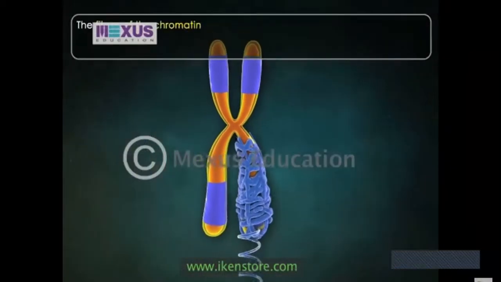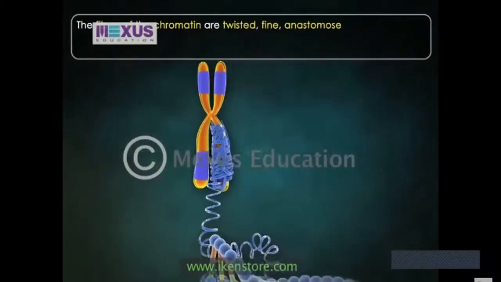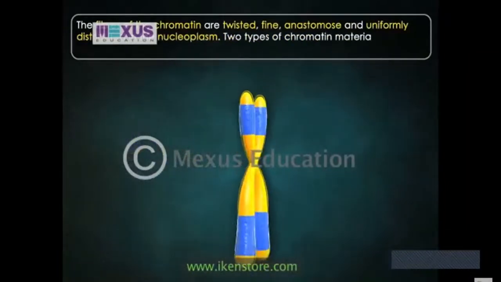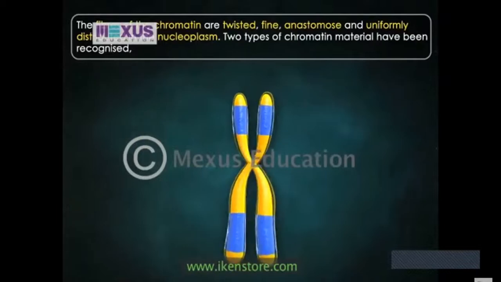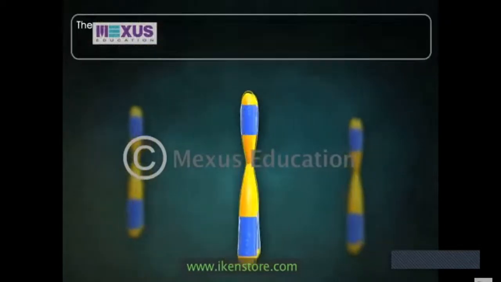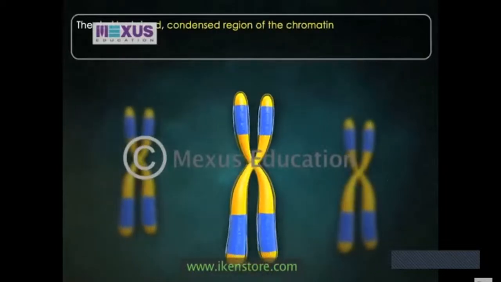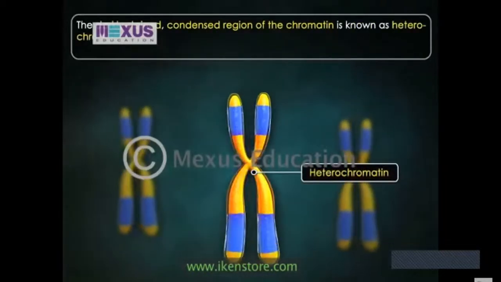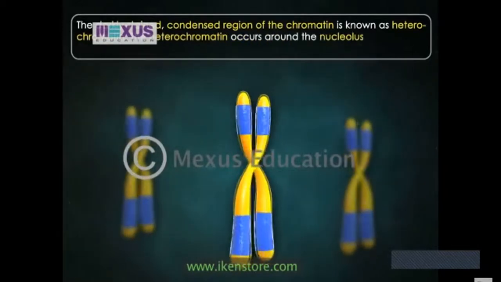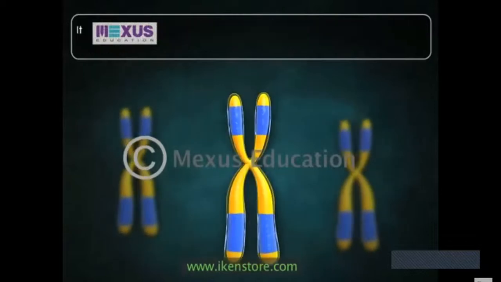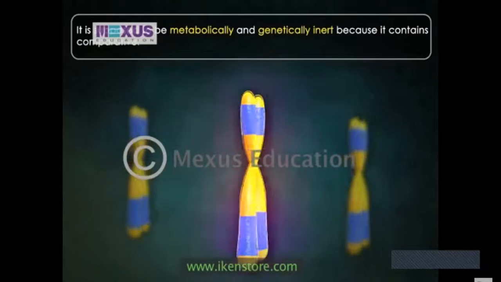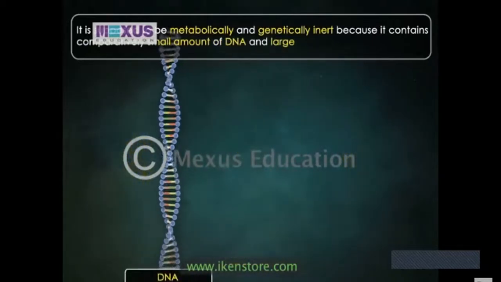The fibers of the chromatin are twisted, fine anastomose and uniformly distributed in the nucleoplasm. Two types of chromatin material have been recognized, heterochromatin and euchromatin. The darkly stained, condensed region of the chromatin is known as heterochromatin. The heterochromatin occurs around the nucleolus and at the periphery. It is supposed to be metabolically and genetically inert because it contains comparatively small amounts of DNA and a large amount of RNA.